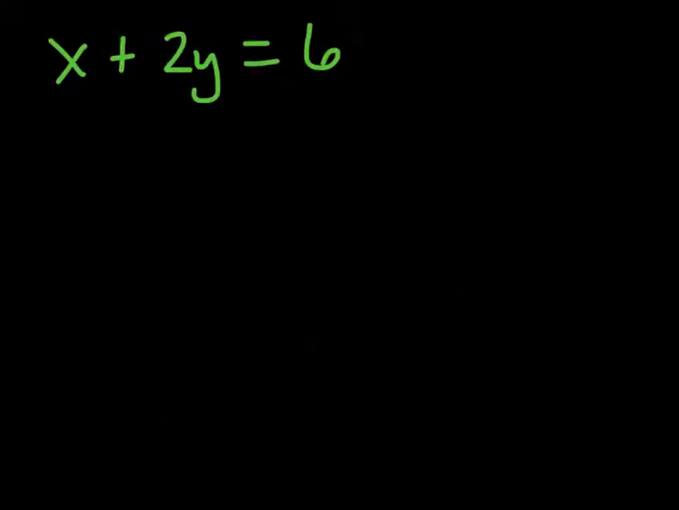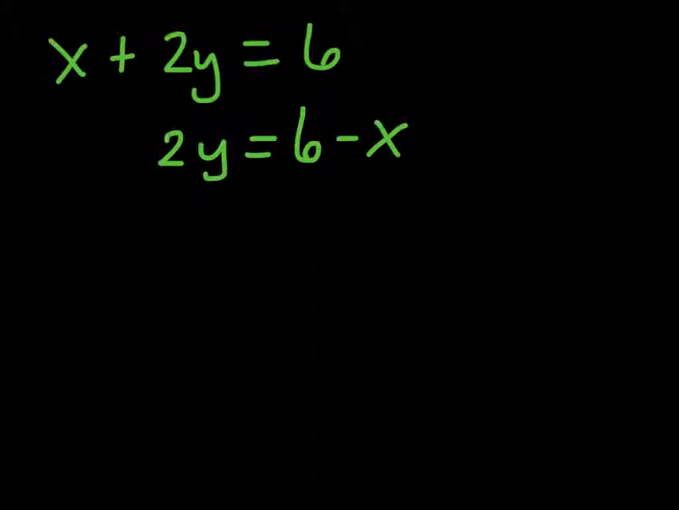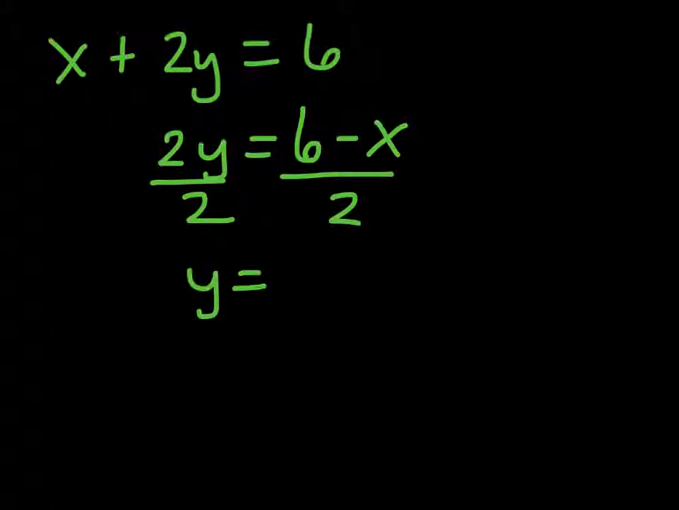We'll begin with the equation x plus 2y equals 6. First, we'll write it in function form. We want to have an equation where y equals x plus or minus something, correct? So let's begin by moving the x to the opposite side of the equation, which will give us 2y equals 6 minus x. Now we want to isolate y, so we're going to divide both sides of the equation by 2, which will give us y equals 3 minus 1/2 of x. Here's our equation in function form.